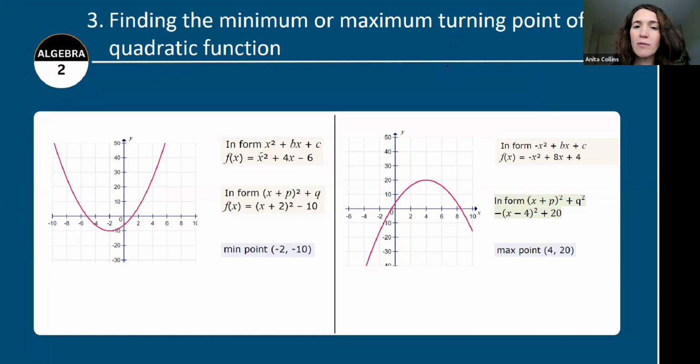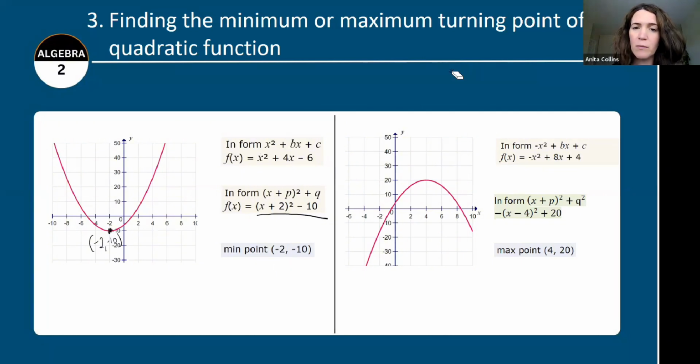Over here on the right, we've got the general form of the quadratic, x squared plus bx plus c. An example we have is this one here, x squared plus 4x minus 6. If we were to write this in the completed square form, which you now know how to do, it would look like x plus 2 all squared minus 10. Now let's look at the minimum point, the turning point of this quadratic. The minimum point is -2, -10. You'll see that written over here.